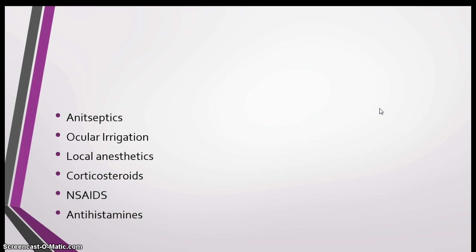Corticosteroids are the next thing that we need to talk about. They are anti-inflammatories. They're used to relieve pain and discomfort. They may also inhibit scar formation. Corticosteroids are contraindicated in fungal and viral infections because they cause the infection to spread. Corticosteroids should be used for short-term use only, and the eyes should be examined frequently and monitored for intraocular pressure.